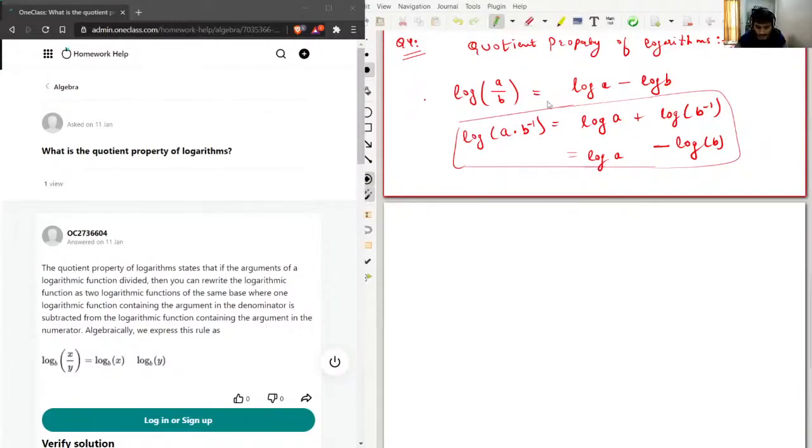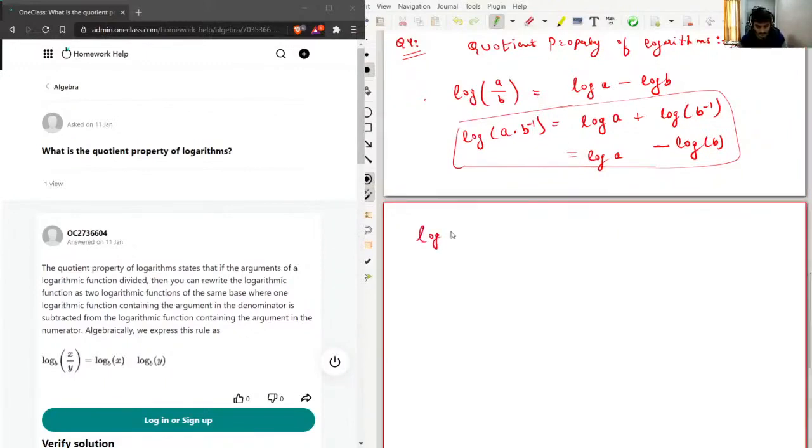So instead you can just go with this one only. And we can also use the opposite of this. So basically if we have a condition where, let's say, log of some number is subtracted from log of some other number, then we can combine it in one single log.